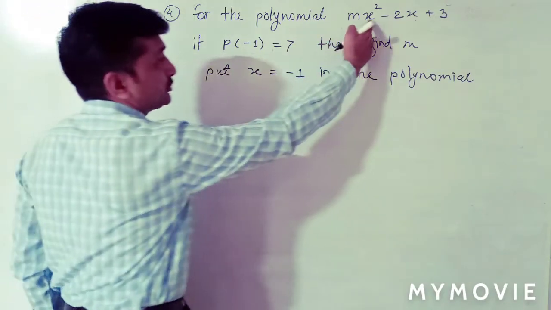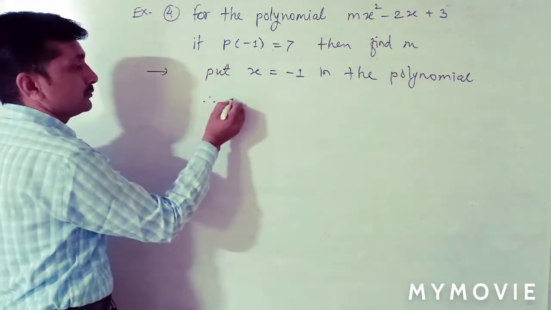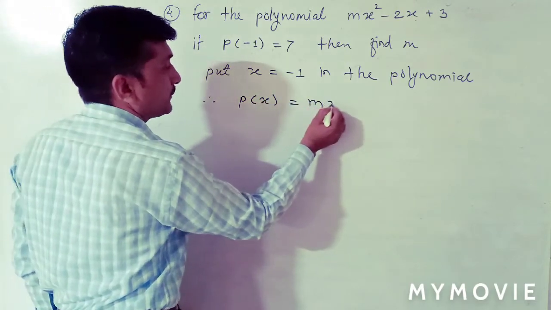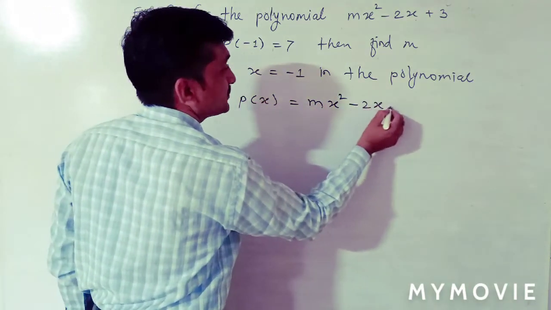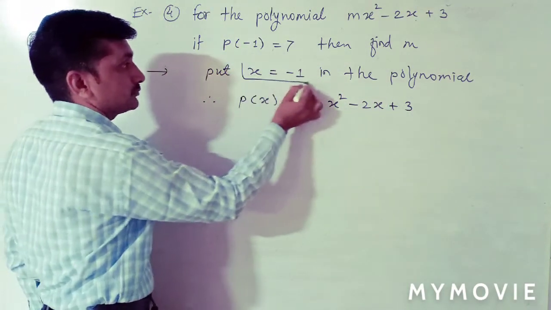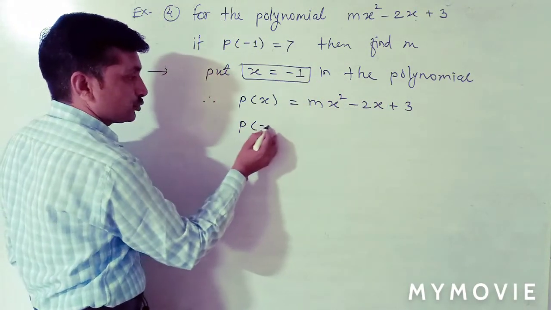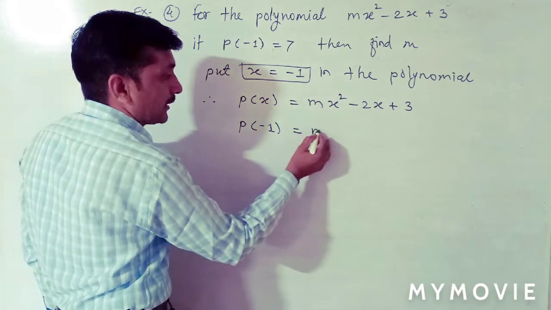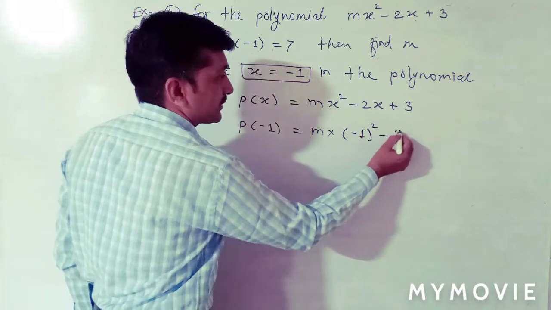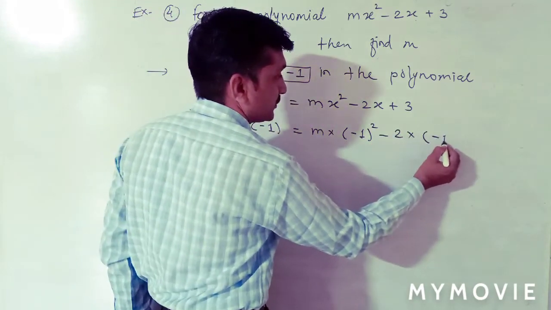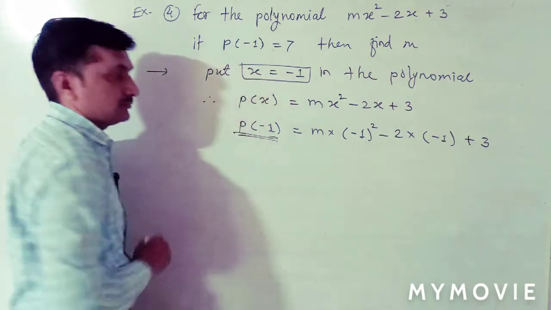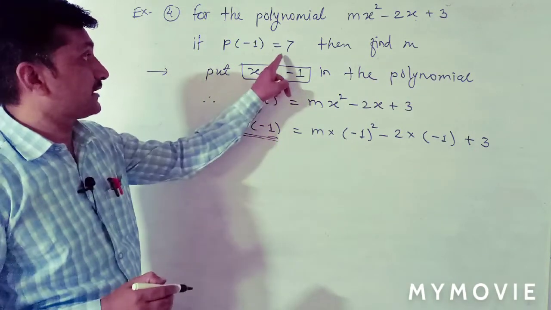Now this is in the form of x, that's why the polynomial is p of x is equal to mx square minus 2x plus 3. Now put x is equal to minus 1. P of minus 1 is equal to m multiplied by, here x value minus 1 square, minus 2 multiplied by again minus 1 here, plus 3.